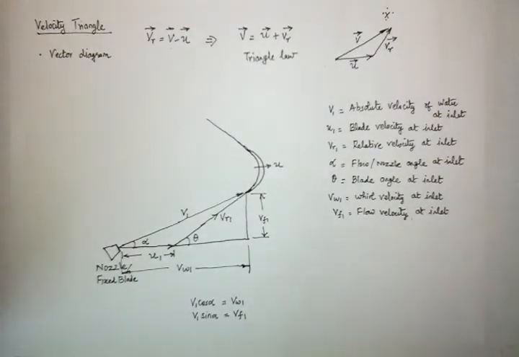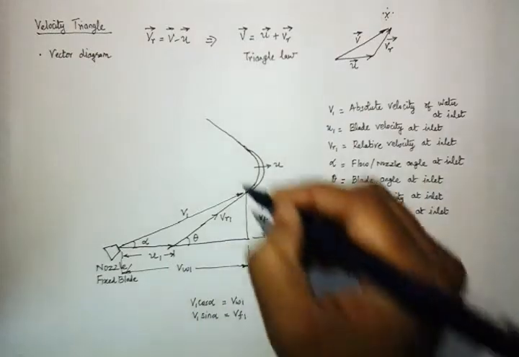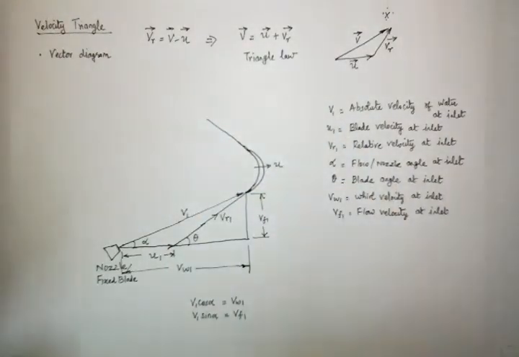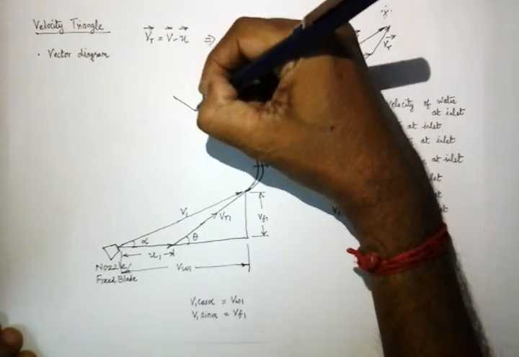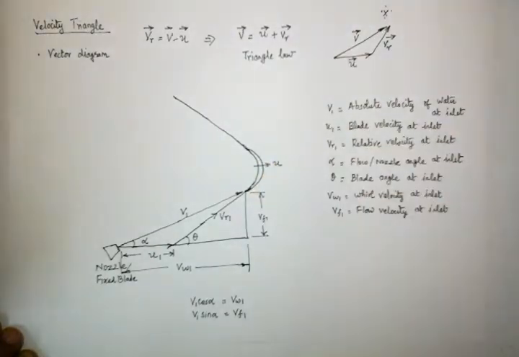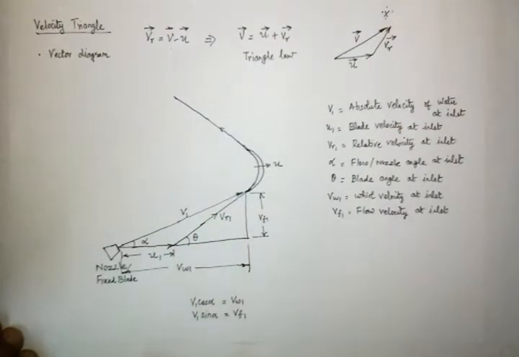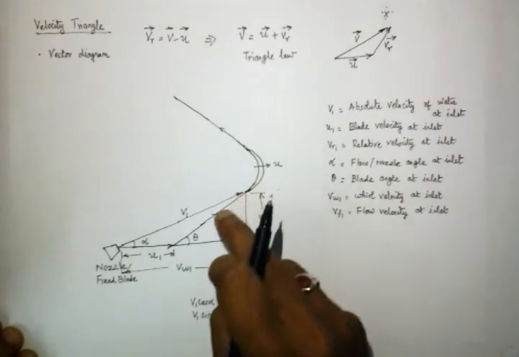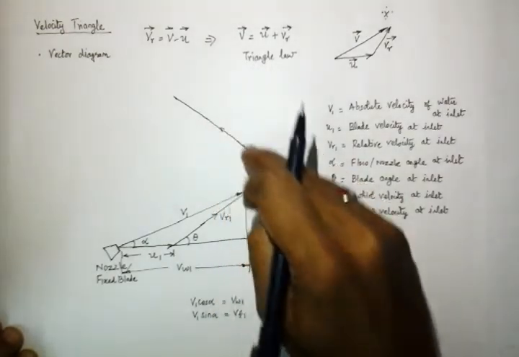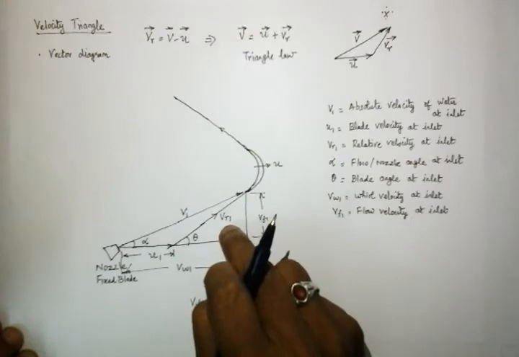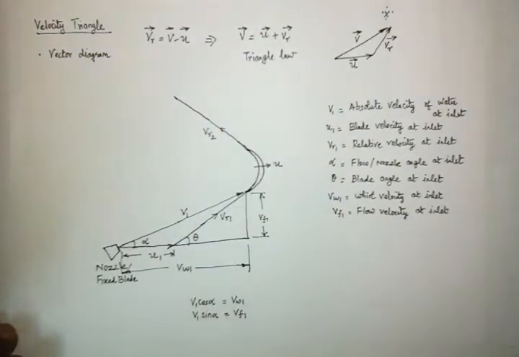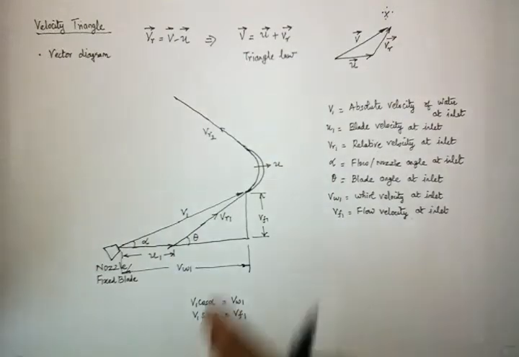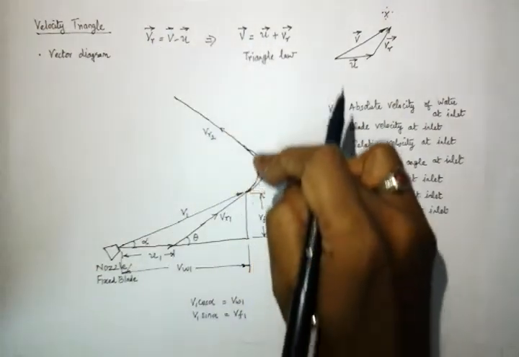So now coming to the outlet triangle, we have to draw the outlet triangle in the same fashion. This is the tangential component. So what will this represent? I have already told you, if you draw a tangential line along the curvature of the blade, it represents the relative velocity. So this will represent the relative velocity at outlet. This is very important. I have drawn this before.